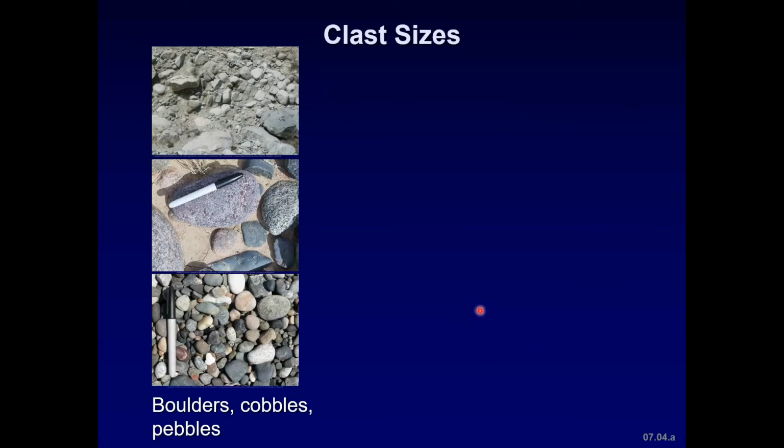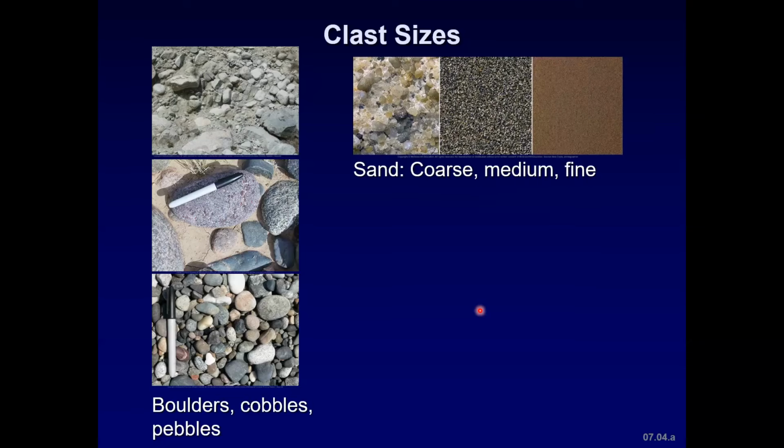All right, so sediment clast sizes. The sizes of clasts are used to classify loose sediment. Okay, so in general, you can have boulders, cobbles, pebbles. A boulder is larger than 256 millimeters. A cobble is, say, 64 to 256 millimeters, and a pebble is between 4 and 64 millimeters.